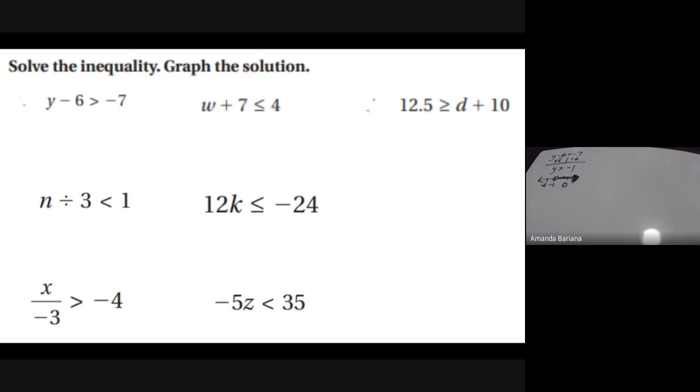Okay, so that was our first problem. Let's move on to W plus 7 is less than or equal to 4.